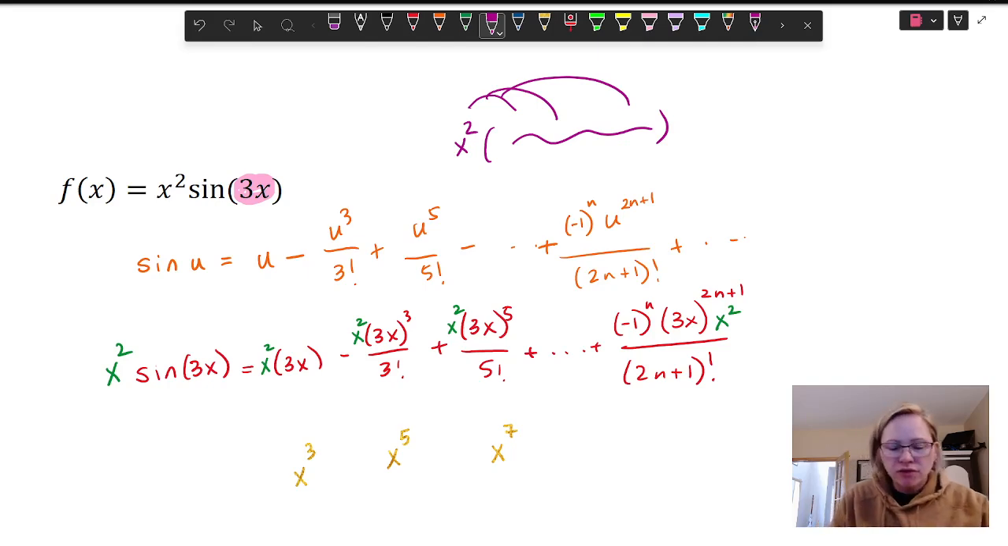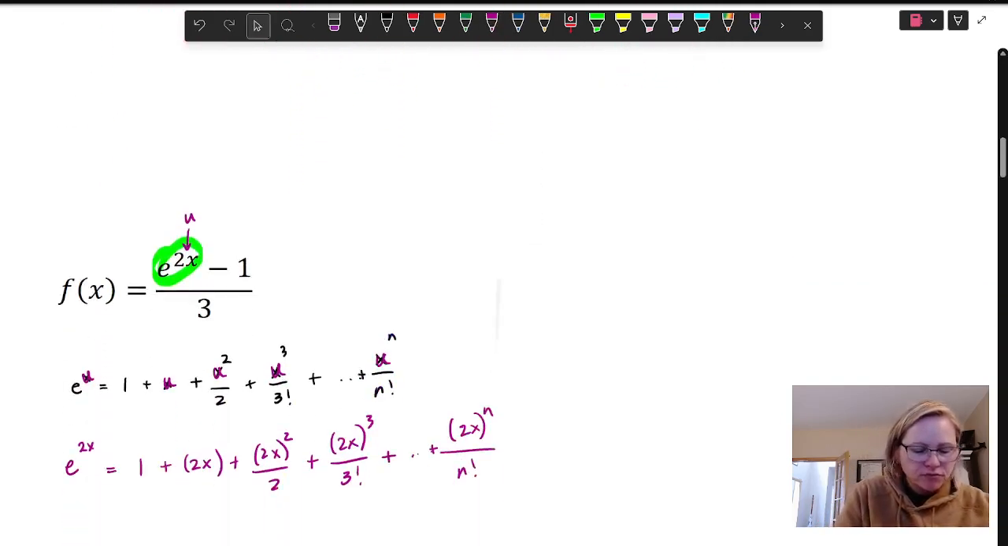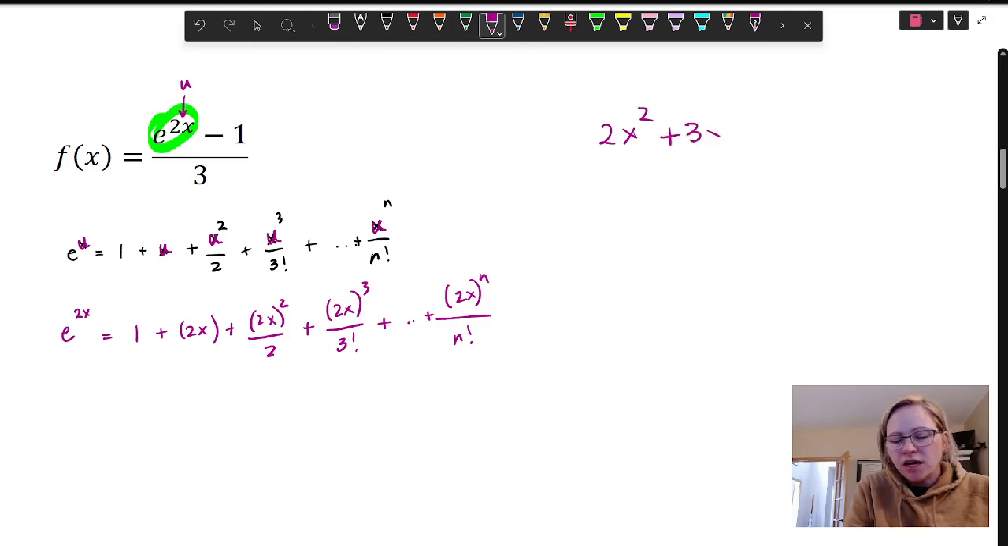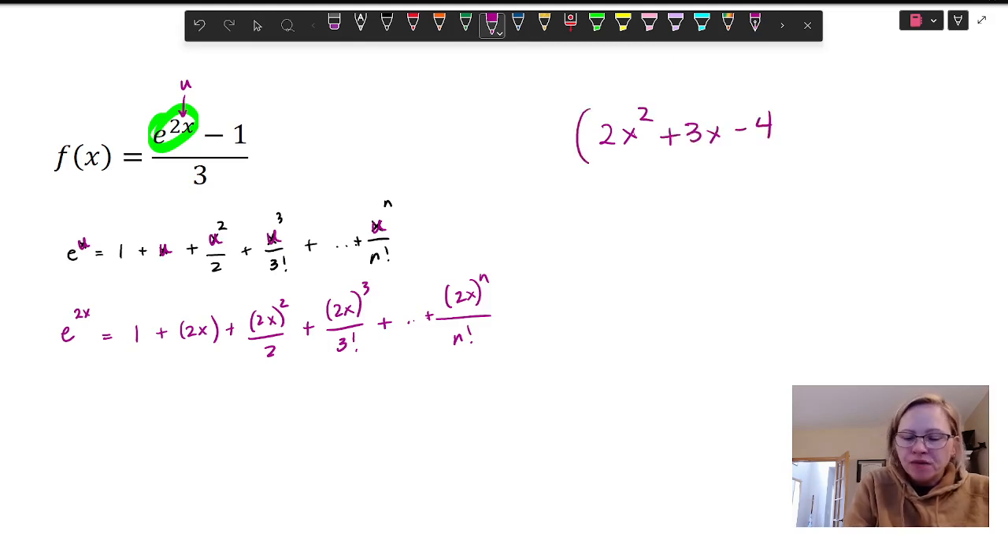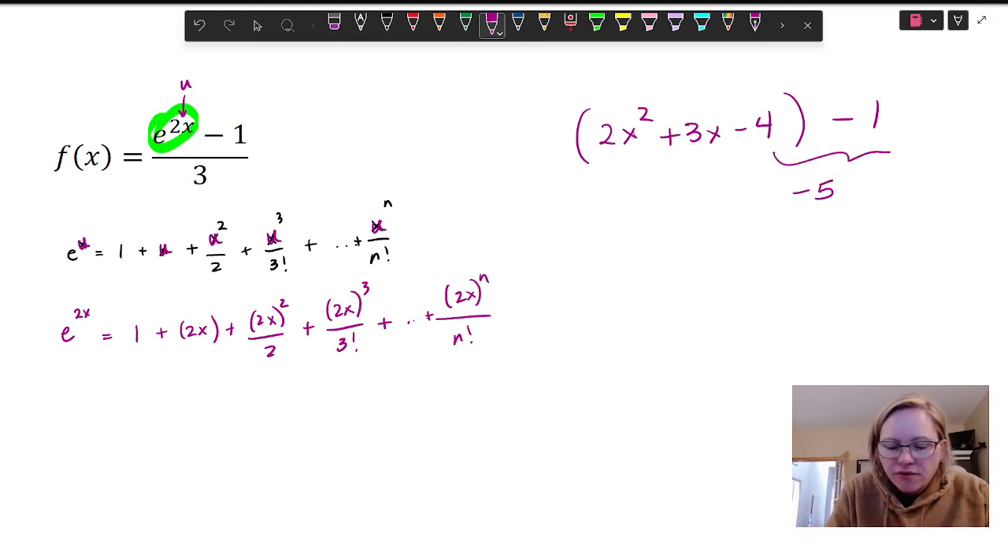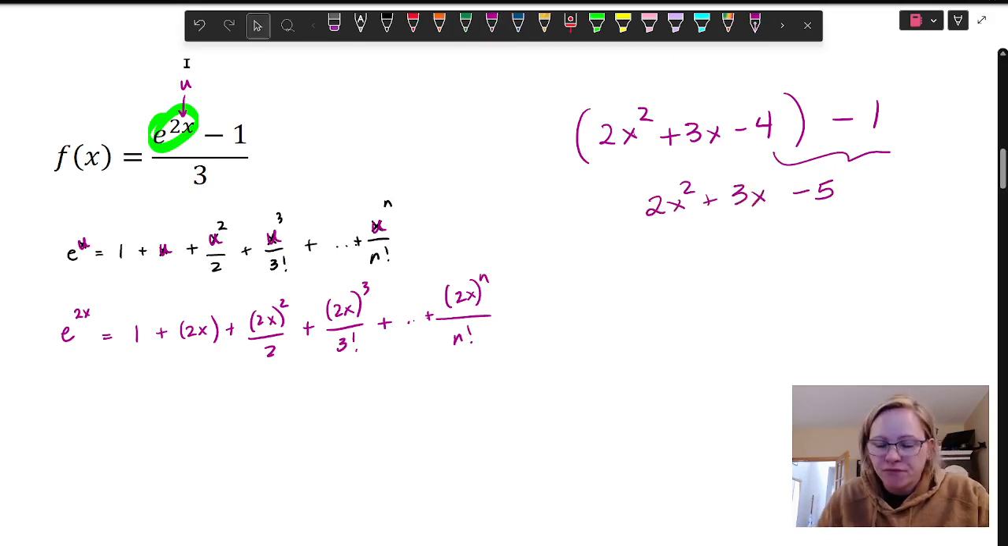I want you to think about if you have a polynomial, and in that polynomial you have addition and subtraction. So for example, if I have 2x squared plus 3x minus 4, and I want to subtract 1 from it, I'm not going to subtract 1 from every term. I'm going to combine my like terms and make that a minus 5. And so I'll have 2x squared plus 3x minus 5.